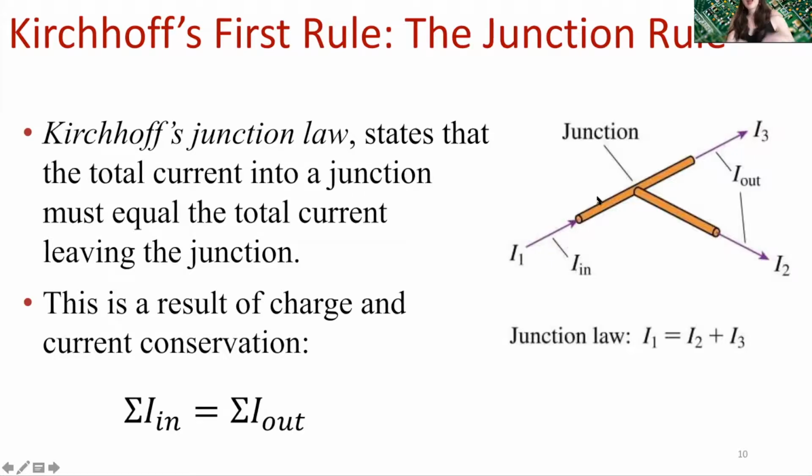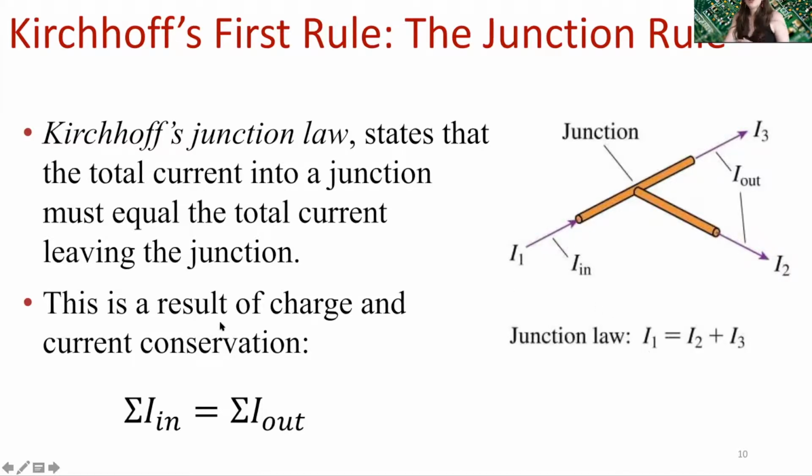You can think of it like a stream that divides: the current coming in through the main branch of the stream has to divide to go down those other two branches. Certainly the current coming in is going to be greater than the current that ends up coming out through either of the other two branches. So in this example of the junction rule, we have I1 coming in and I2 and I3 coming out. We would say I1 is equal to I2 plus I3.